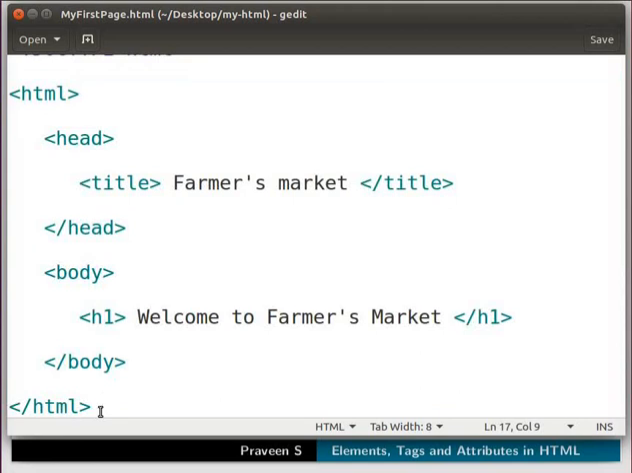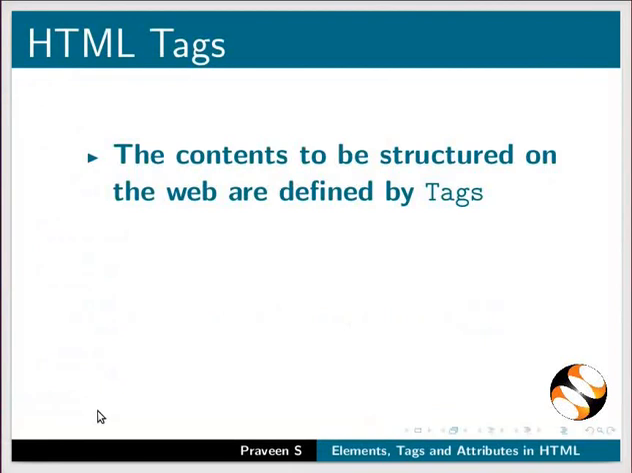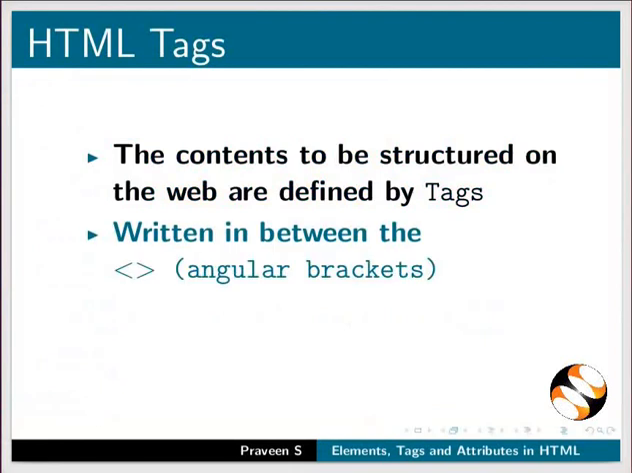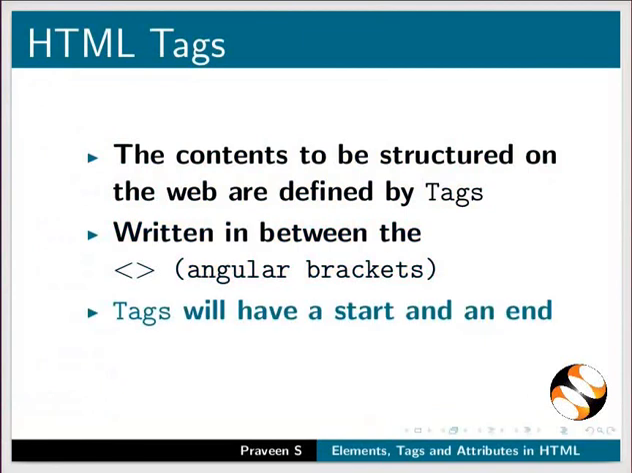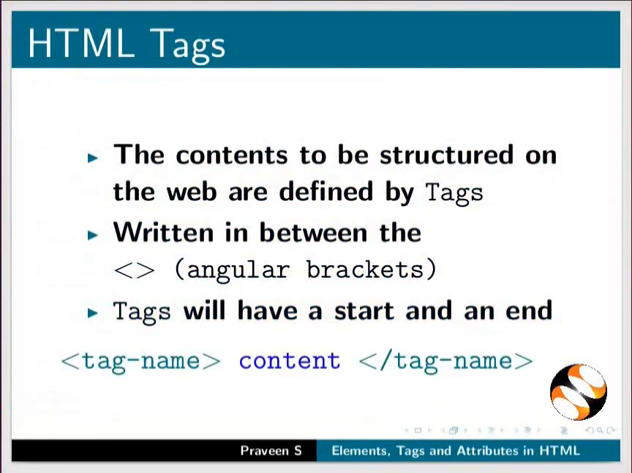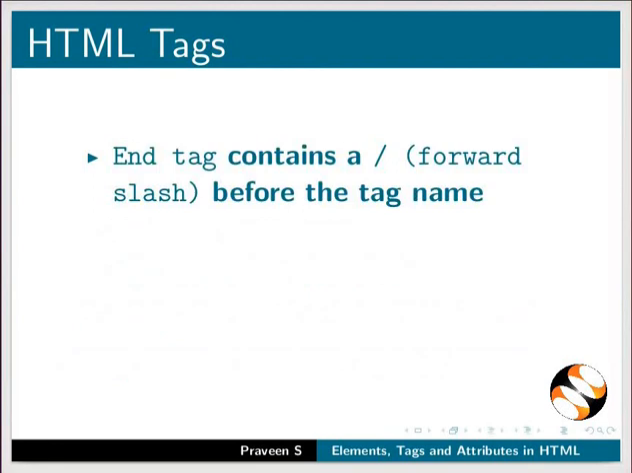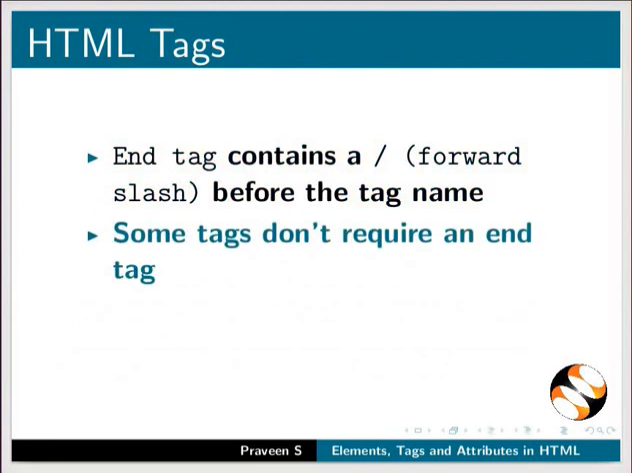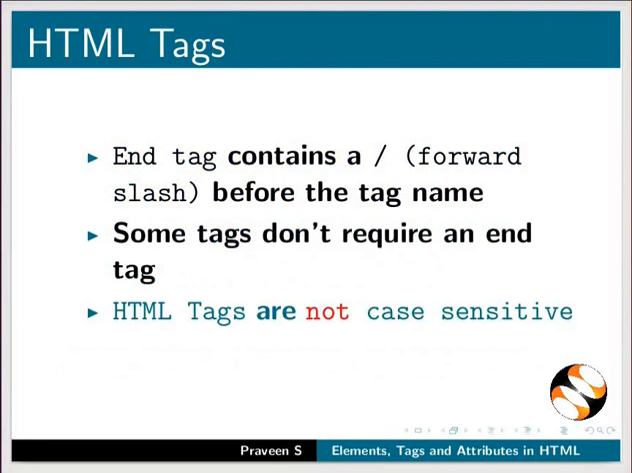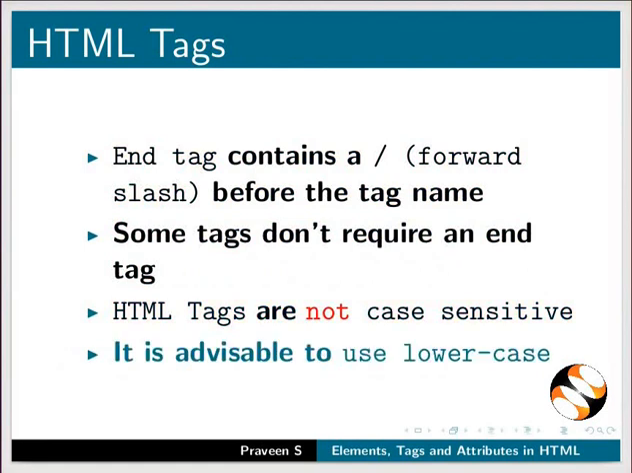Next, we will learn about tags. The contents to be structured on the web are defined by tags. Tags are written in between angular brackets. Most of the tags will have a start and an end. Syntax of a tag is tag name within angular brackets followed by the content and ending with / tag name within angular brackets. Each end tag contains a / before the tag name.